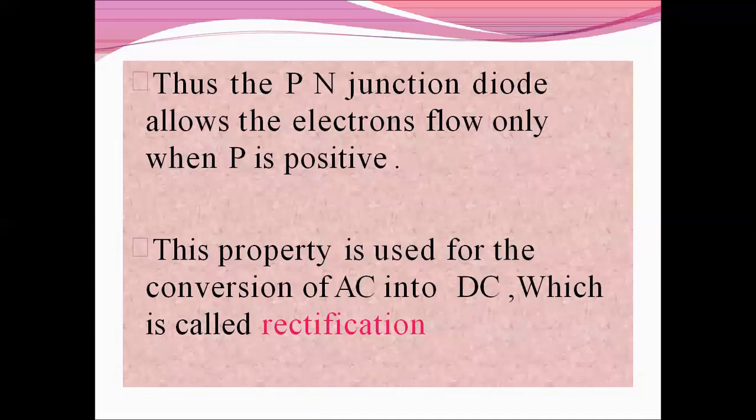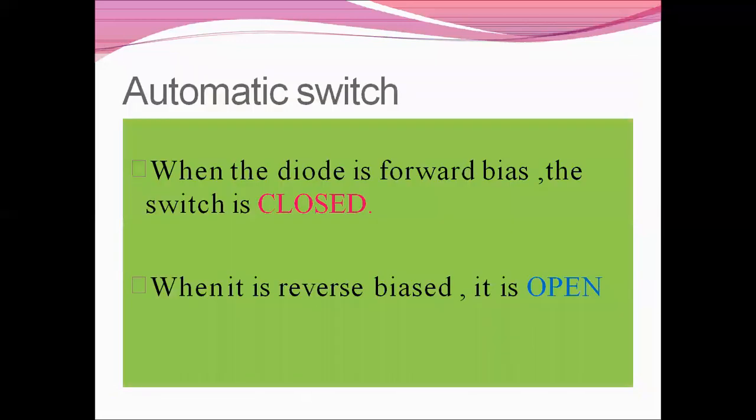Thus, the PN junction diode allows electron flow only when P is positive. This property is used for the conversion of AC into DC, which is called rectification. It can also be used as an automatic switch. When the diode is forward biased, the switch will be closed. When it is reverse biased, the switch will be open. So here the PN junction acts as an automatic switch.